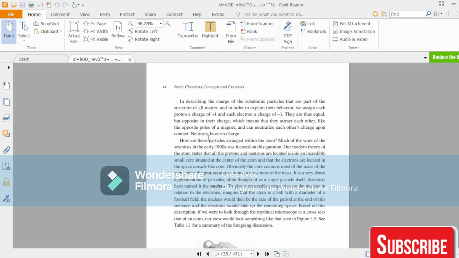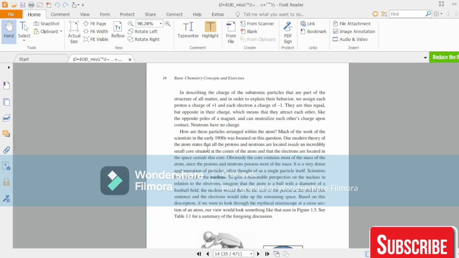Neutrons have no charge. How are these particles arranged within the atom? Much of the work of the scientists in the early 1900s was focused on this question. The modern theory of the atom states that the protons and neutrons are located inside an incredibly small core situated at the center of the atom, and that the electrons are located in the space outside the core.